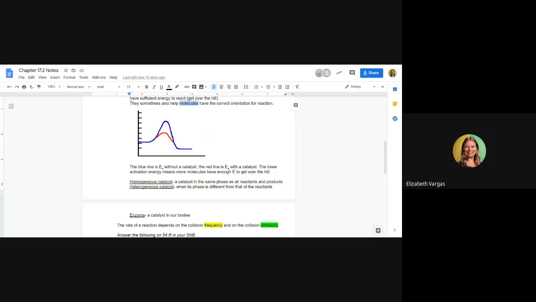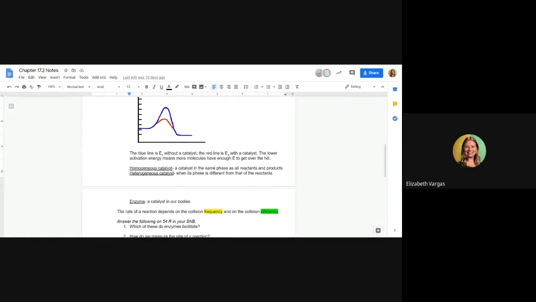When we add a catalyst, we're lowering the size of the hill that they have to get over to react. So this red line is with a catalyst. You can see it'd be a lot easier to take a boulder and push it over this little red hill to get down here than it would be to push it over this one. So it lowers activation energy, and that means more of the reactants have enough energy to get over the hill so that they react faster and they turn into products faster.